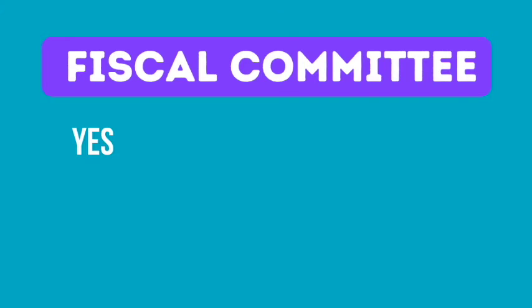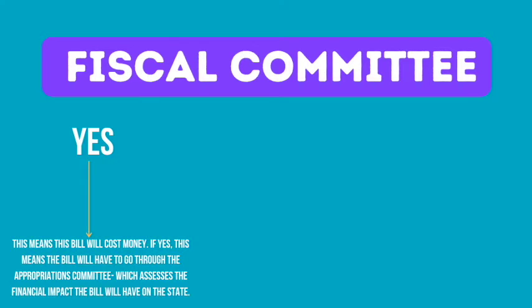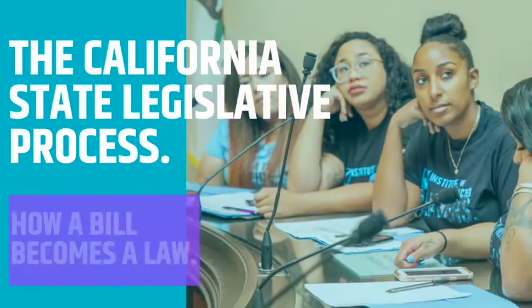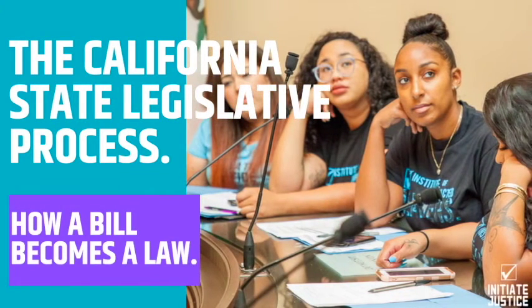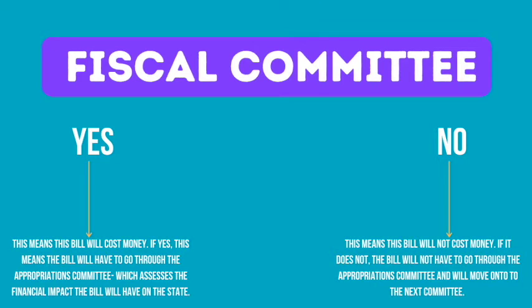For the fiscal committee section, again, two things will appear: yes or no. If yes is indicated, this means the bill will cost money and the bill will have to go through the Appropriations Committee, which assesses the financial impact the bill will have on the state. To learn more about the different committees throughout the legislative cycle, watch our How a Bill Becomes a Law in the State of California video. If no is indicated, this means the bill will not cost money and will not have to go through the Appropriations Committee and will move on to the next one.